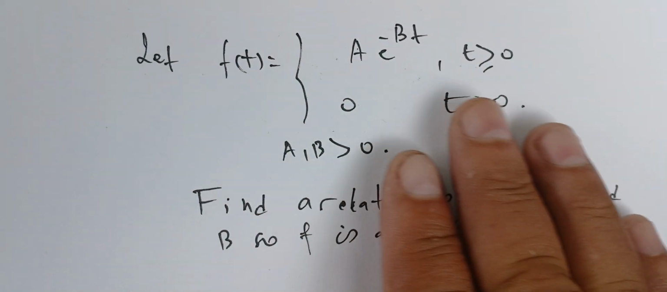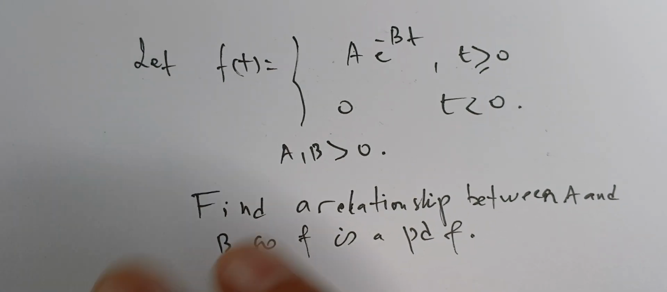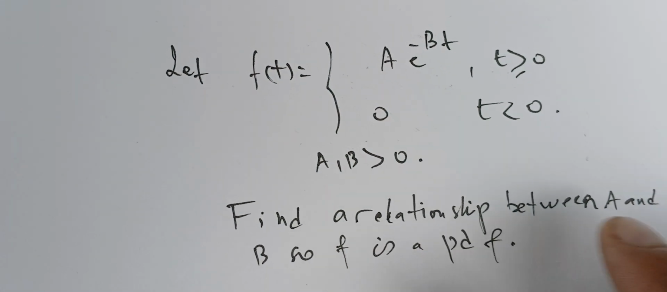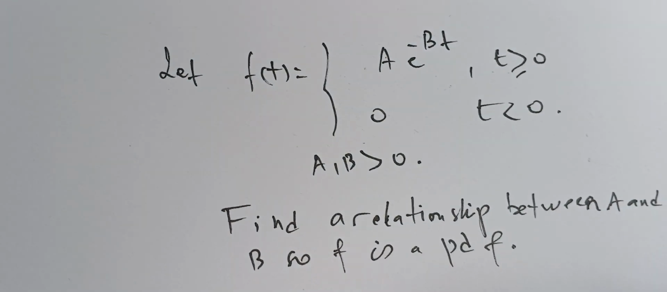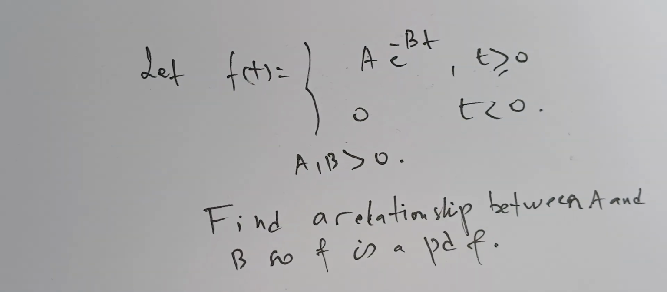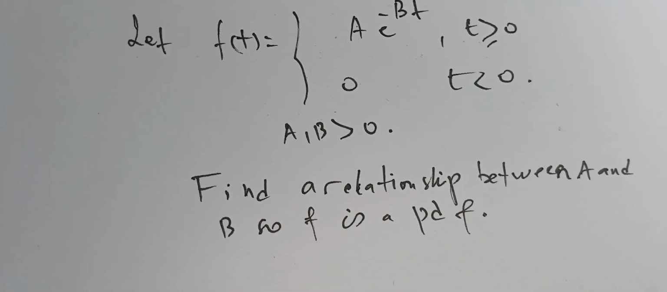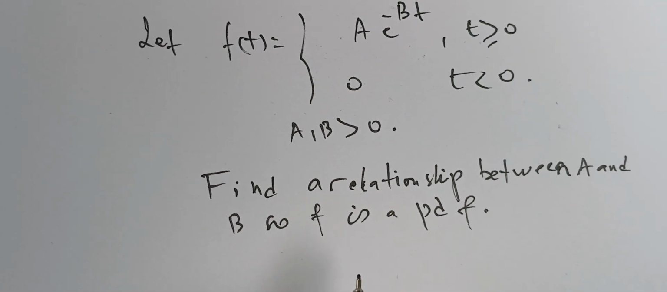Now let's work on this function here to determine the relationship between A and B. So f is a probability density function. Okay, in this case, we will have to check two things.